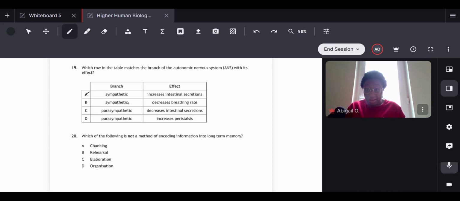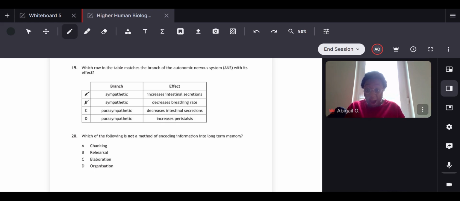B, sympathetic and causing a decrease in your breathing rate. Well, actually, the sympathetic response should be an increase in your breathing rate to help you with oxygen delivery more efficiently when you've encountered some sort of threat, maybe a bear or something like that is chasing you in the woods. You need to have an increased breathing rate so you can get more oxygen delivery. So that's also going to be incorrect.